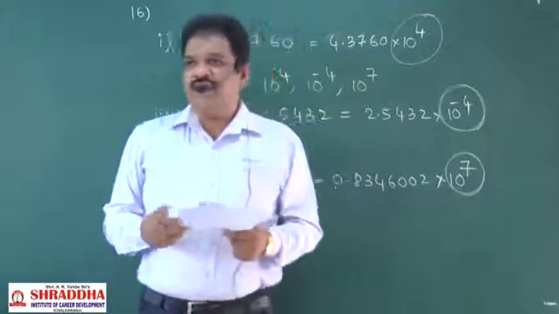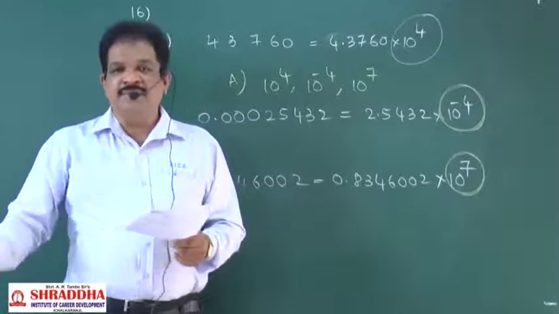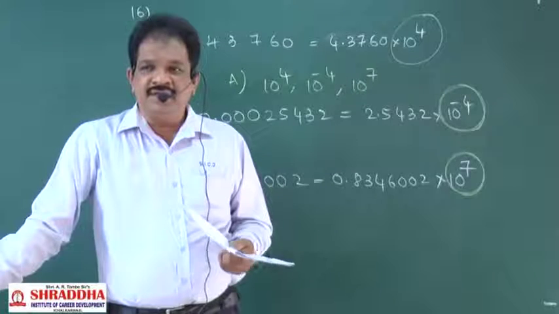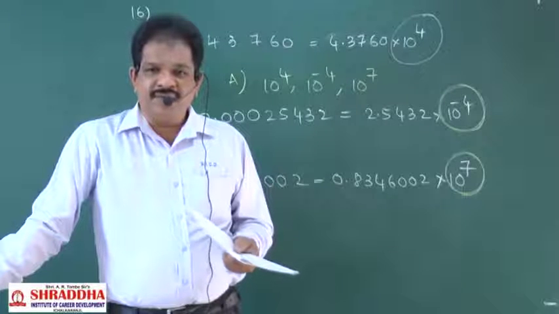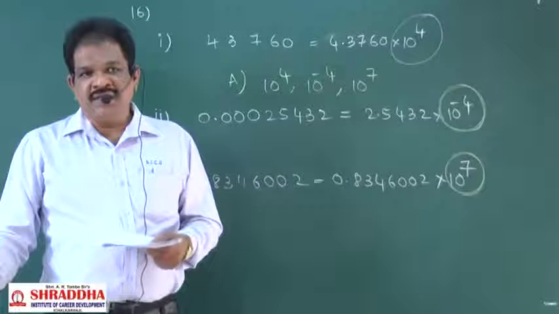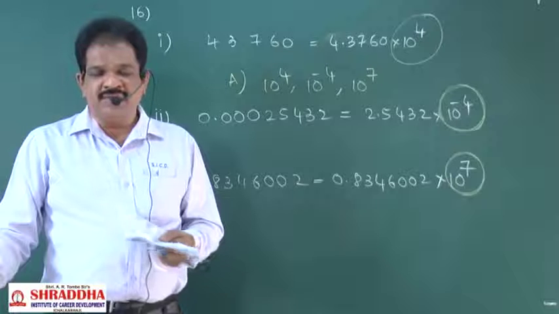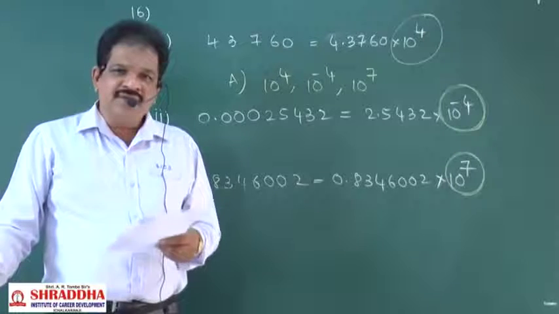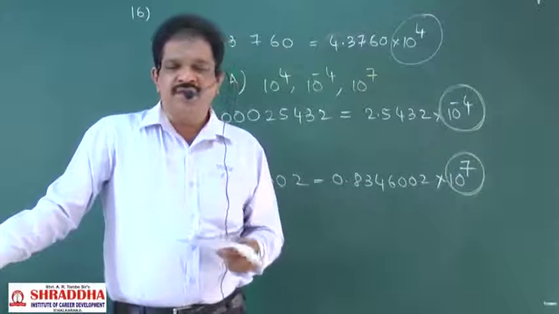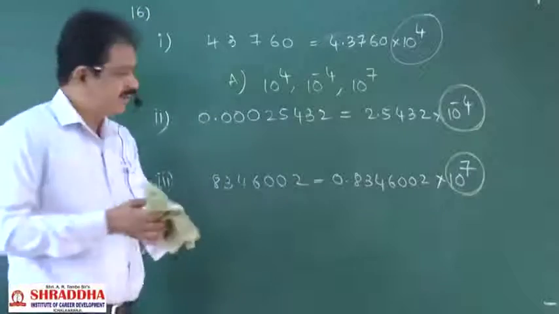Next, 17. What is the order of the magnitude of 10 power 4 plus 10 power 2? Higher order will be the answer. So 10 power 4 means that will be 10,000. 10 square means that is 100. 10,000 plus 100 means 10,100. Same order will be there. So that value will be 10 power 4. Is my point understanding?